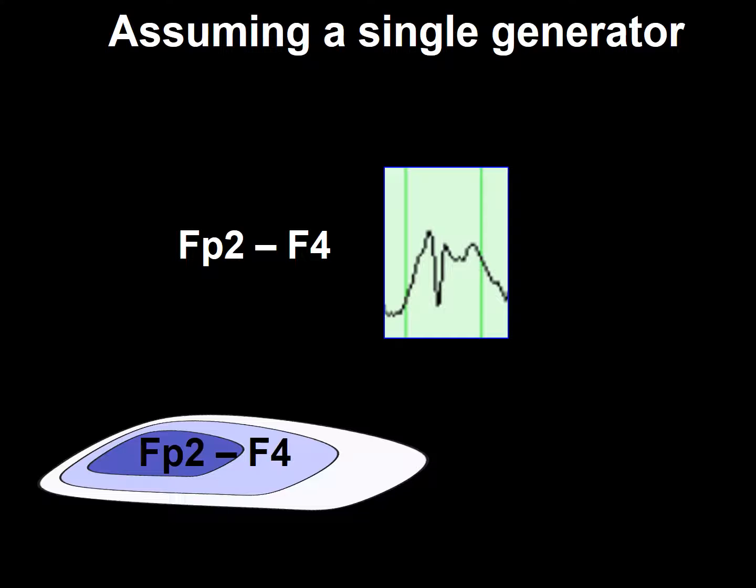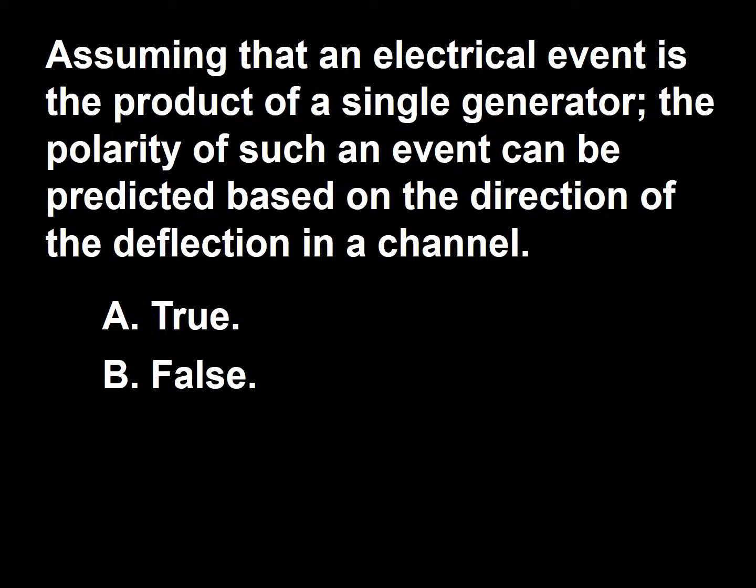If the generator of the activity is positive, the polarity of the sharp wave would be positive if FP2 is the absolute maximal positivity of the field when compared to F4, or if FP2, even when it is not the absolute maximal positivity created by the field, is the relative maximal positivity when compared to F4. So the answer to this question is false.